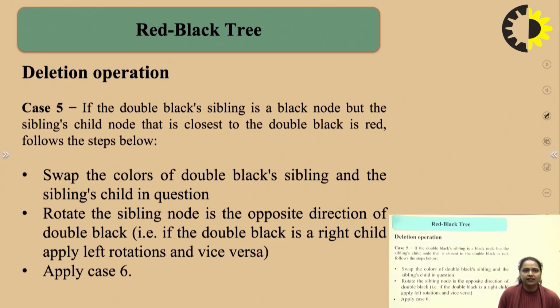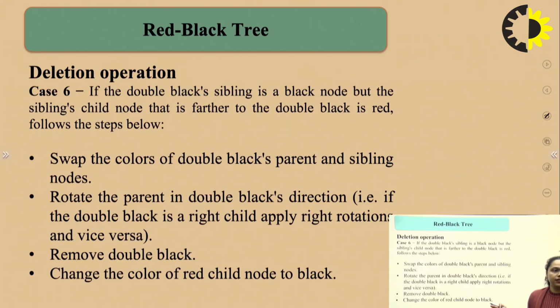So after case 5, we only have case 6 which is to be applied if requirement exists. Okay. And what is case 6? That if the double black's sibling is a black node but the sibling's child node is farther from the double black. In that particular case, swap the colors of the double black's parent and sibling nodes, rotate the parent in the double black's direction, remove double black and change the color of the red child to black.